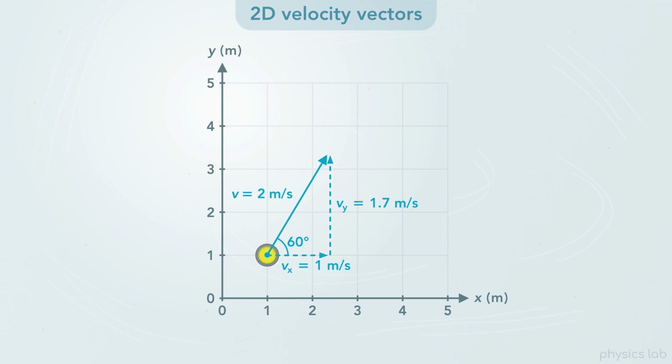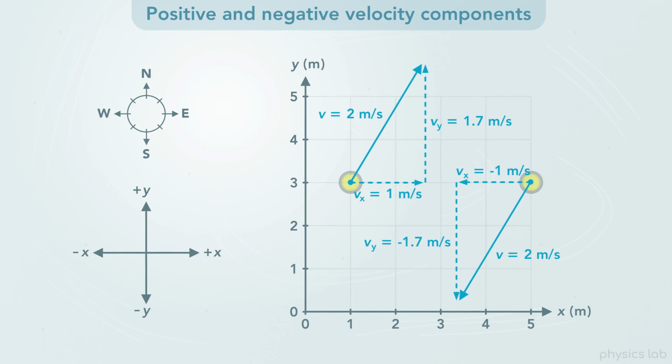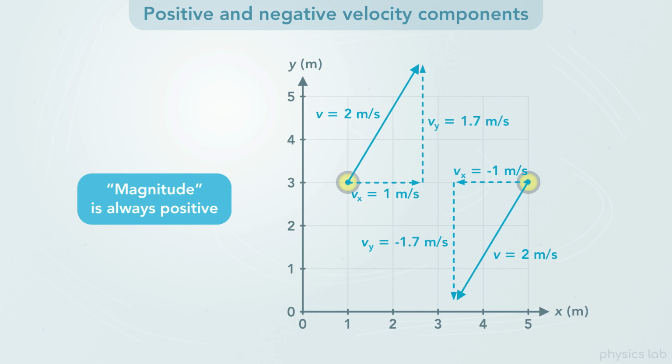Like with any vector, if we know the magnitude and angle, we can use the cosine and sine functions to find the x and y components. And if we know the components, we can use the Pythagorean theorem and the inverse tangent function to find the magnitude and the angle. Once we establish the positive and negative x and y directions, a velocity component will be negative if it points in the negative direction. However, the magnitude of the velocity is always positive.